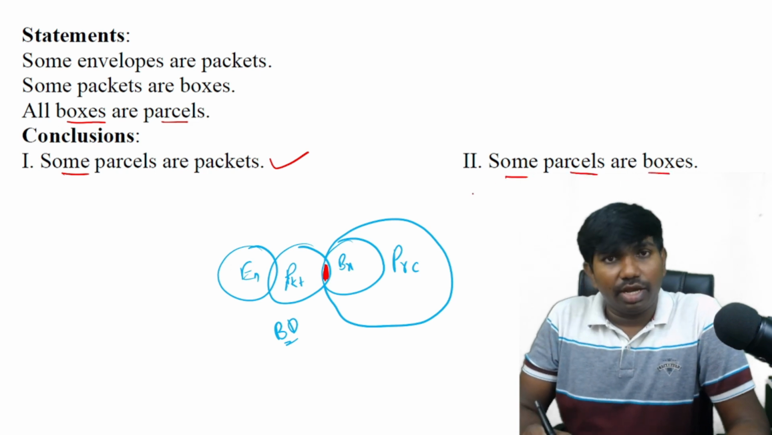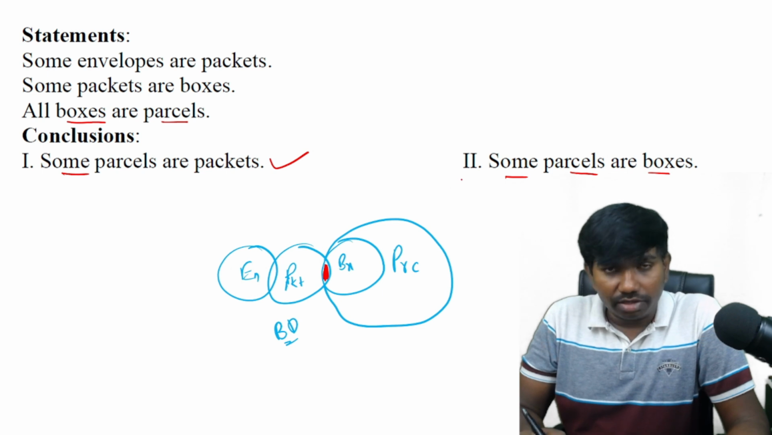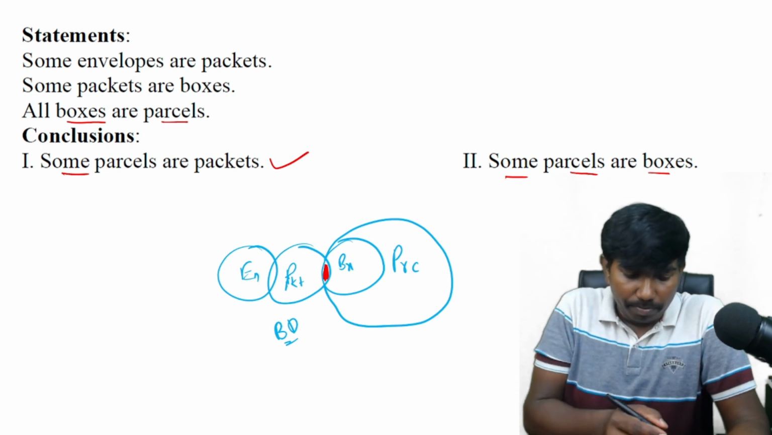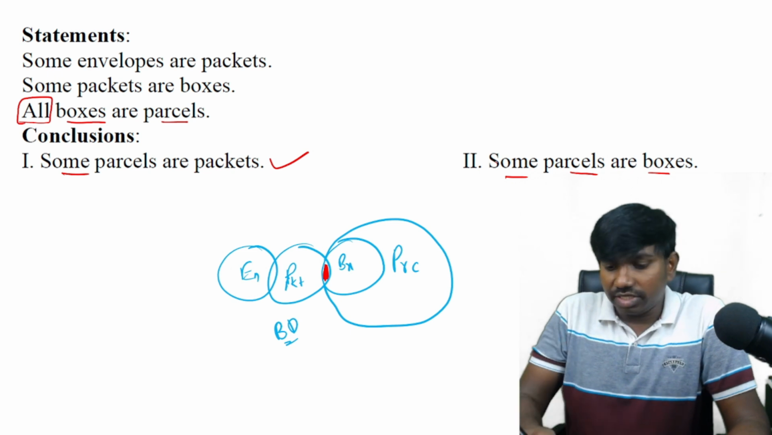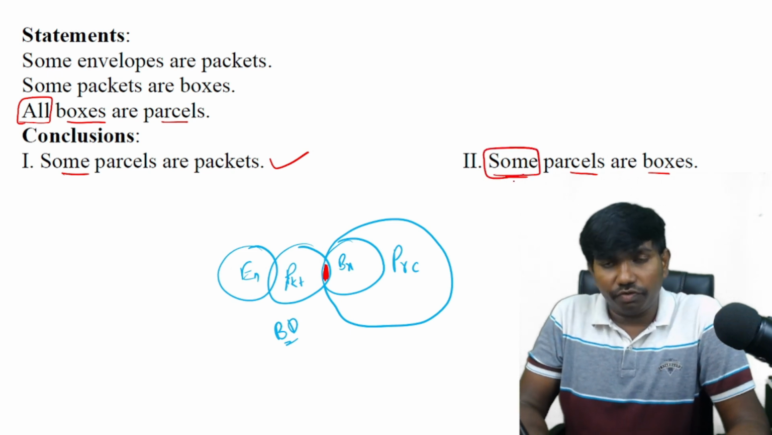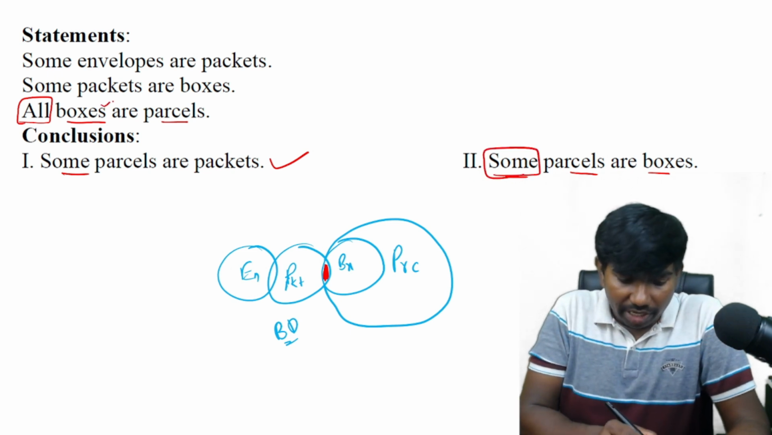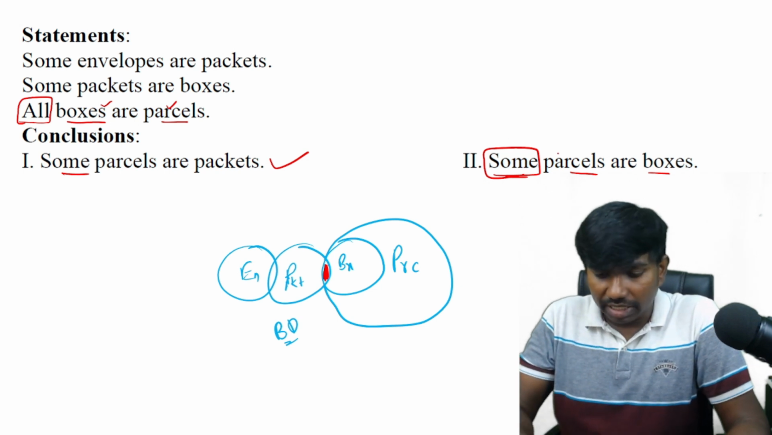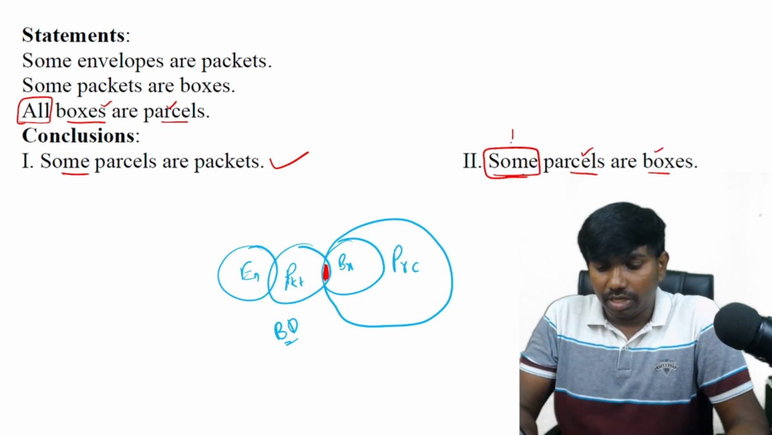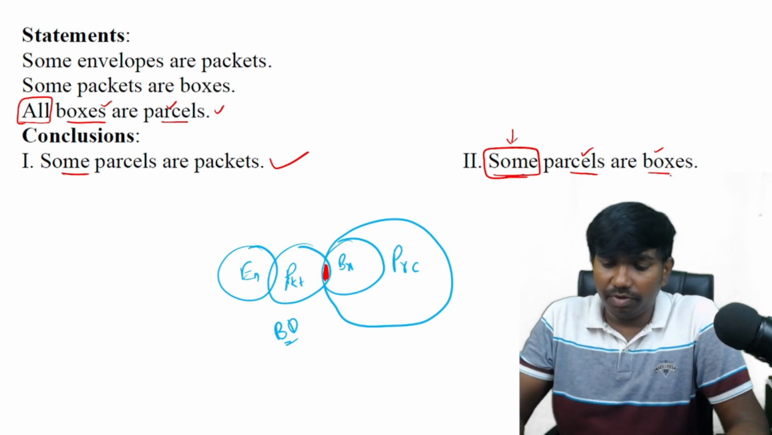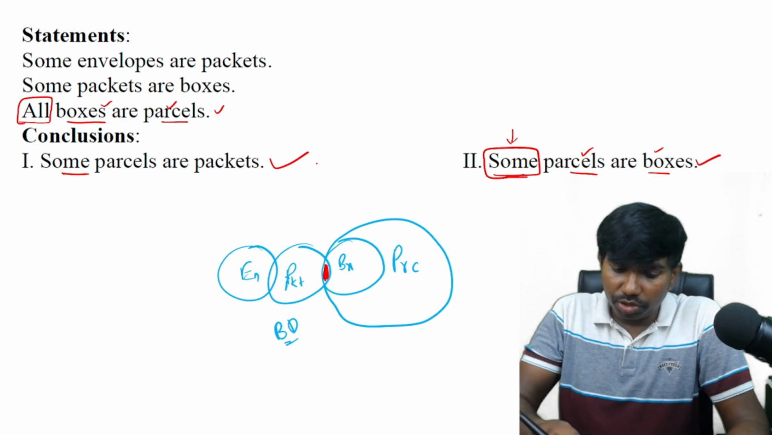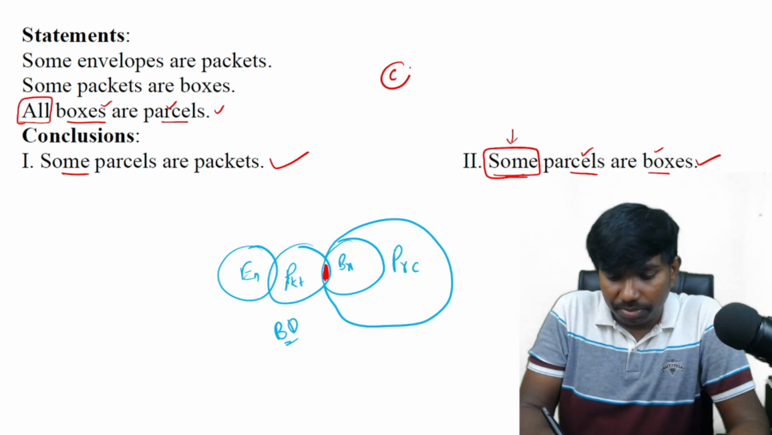be boxes. In class 1, in the introduction, in the concept class before this class, I have told you: if all is true, in that case some will be automatically true, no need to verify. See, all boxes are parcels, and between parcel and boxes only it is given for some. All is the superset and some is the subset. If superset is true, then subset will be automatically true. So it is also true. The answer for this question is both conclusions 1 and 2, that is option E.